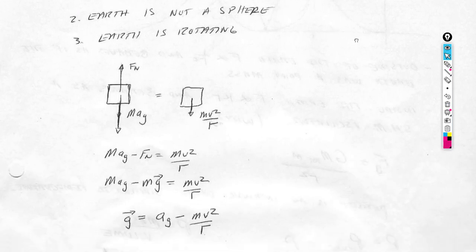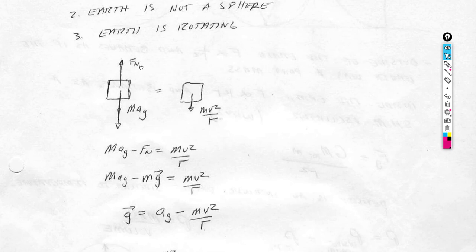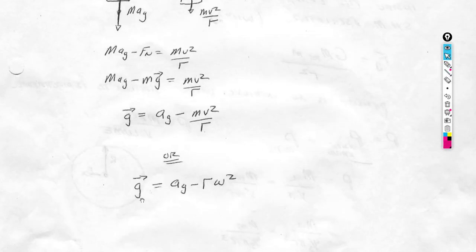So how do we find it? Well, we say F of n minus mag, and this arrow is bigger because we have a net force, equals mv squared over r, and F of n, which we measure on Earth, is going to be mg. When you solve all of that, you get g equals a sub g minus mv squared over r, and that's going to give you the acceleration of g on Earth.